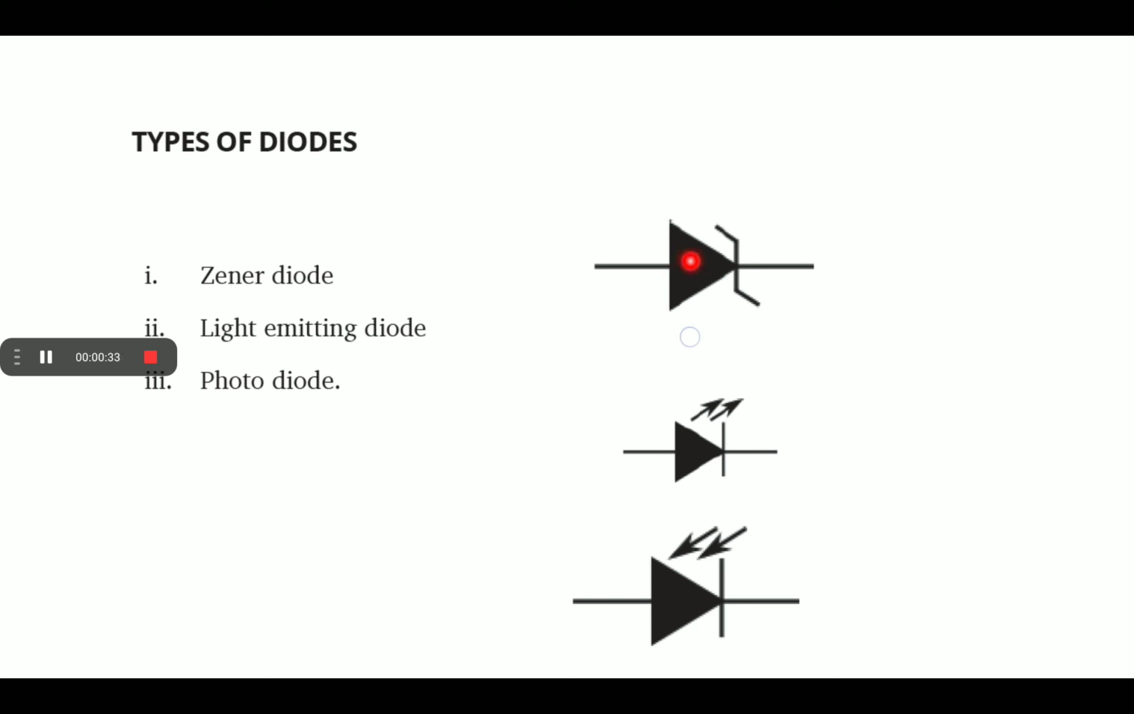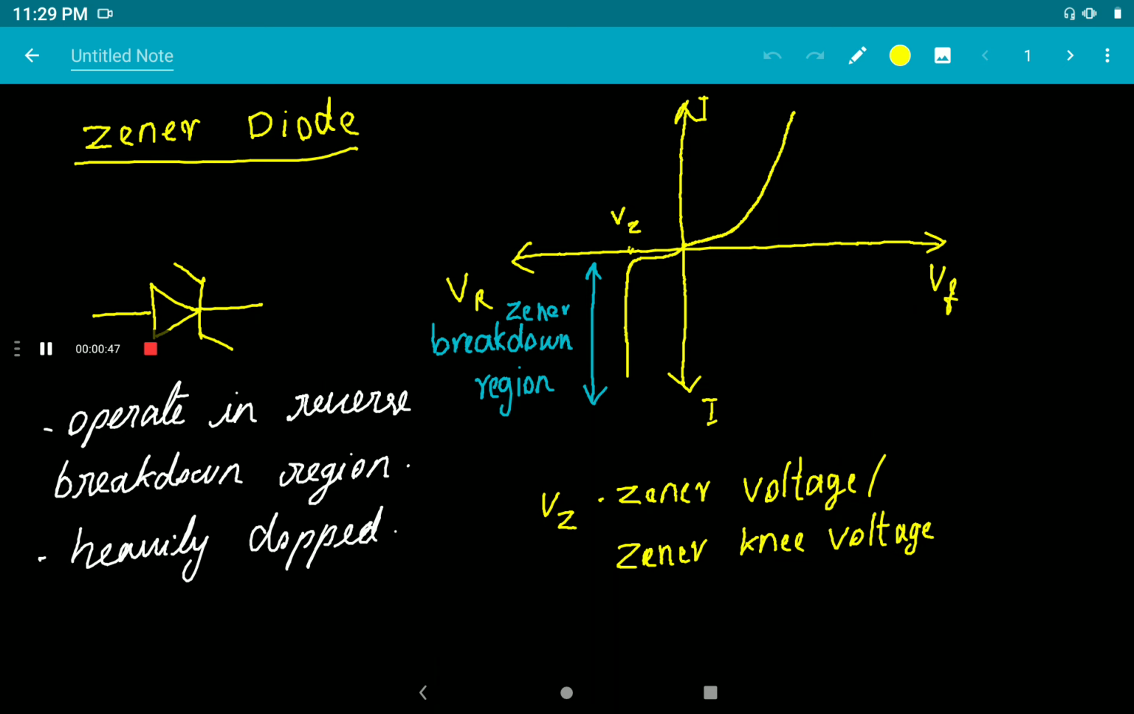Okay, the Zener diode, the symbolic representation is like this, and this one is light emitting diode, and this one is photodiode. Okay, so let us first discuss about Zener diode. So first one is Zener diode. It is a special type of diode that is designed to operate in the reverse breakdown region.